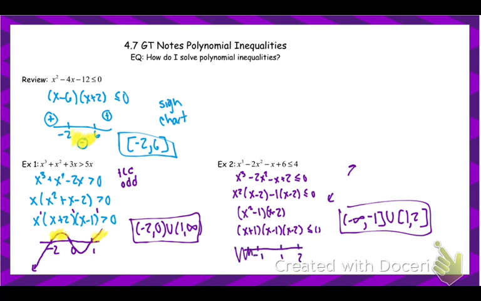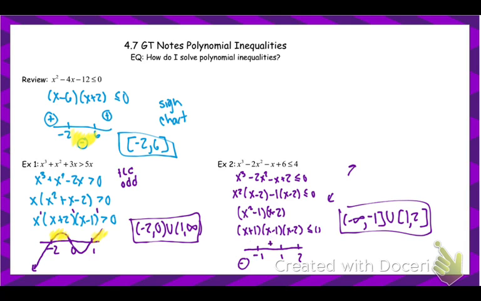Okay, so picking something over here, -10. -10 plus 1 is a negative. -10 minus 1 is a negative. -10 minus 2 is a negative. Negative times negative times negative overall is negative. All right, in between would be 0. 0 plus 1 is positive. 0 minus 1 is negative. 0 minus 2 is negative. Positive times negative times negative is positive.